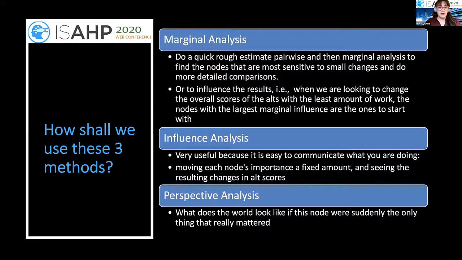So how do we use the 3 methods? Marginal analysis is for when we want a quick rough estimate pairwise, and then to find the nodes that are the most sensitive to small changes and do detailed comparisons for those. The influence analysis is really easy to communicate to other people, and it moves each node's importance a fixed amount and compares their effect on the results to find out which node affects the final results more. While the perspective analysis tells us what the world looks like if this node was suddenly the only thing that really mattered.